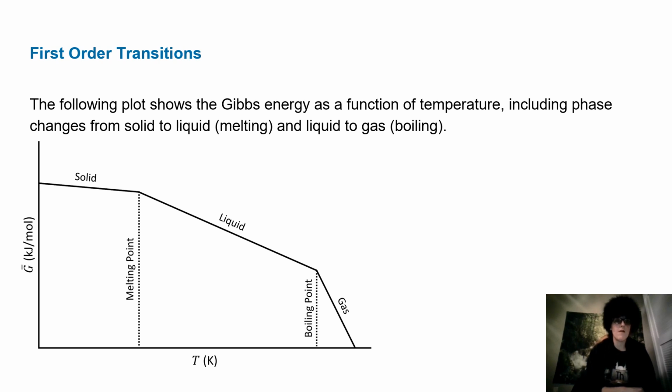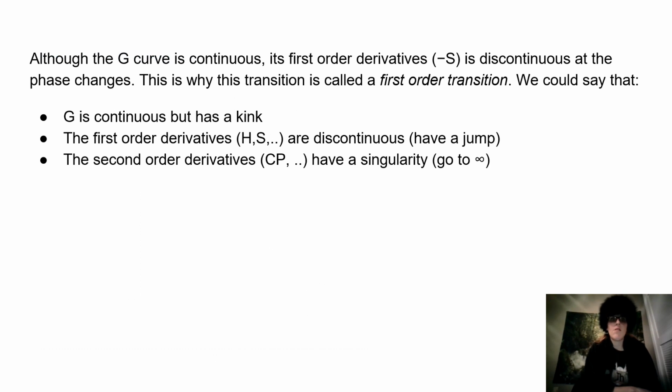First order transitions. The following plot shows the Gibbs energy as a function of temperature, including phase changes from solid to liquid, melting, and liquid to gas, boiling. Although the G-curve is continuous, its first-order derivative, negative S, is discontinuous at the phase changes. This is why this transition is called a first-order transition.